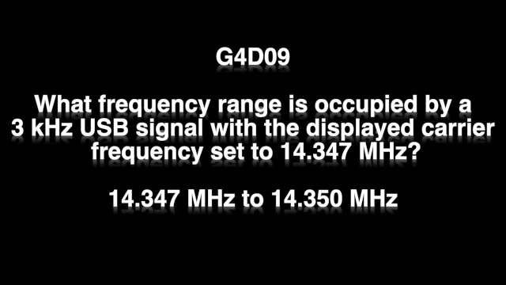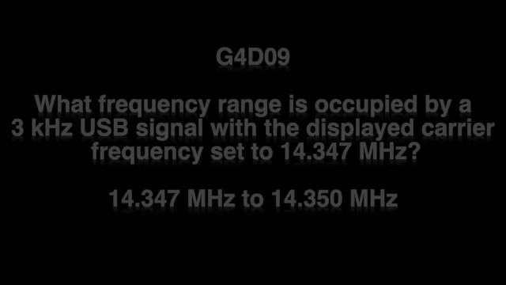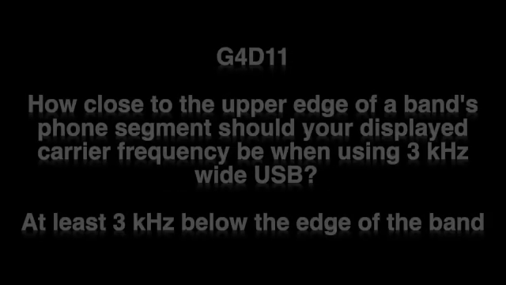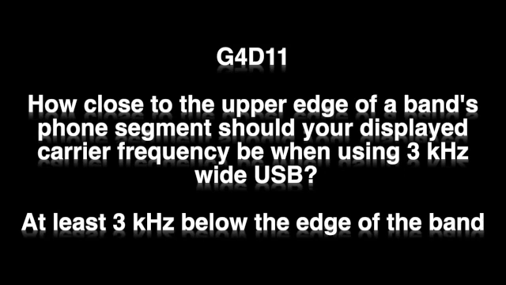G4D09. What frequency range is occupied by a 3 kHz USB signal with the displayed carrier frequency set to 14.347 MHz? 14.347 MHz to 14.350 MHz. G4D10. How close to the lower edge of a band's phone segment should your displayed carrier frequency be when using 3 kHz wide LSB? At least 3 kHz above the edge of the segment. G4D11. How close to the upper edge of a band's phone segment should your displayed carrier frequency be when using 3 kHz wide USB? At least 3 kHz below the edge of the band.